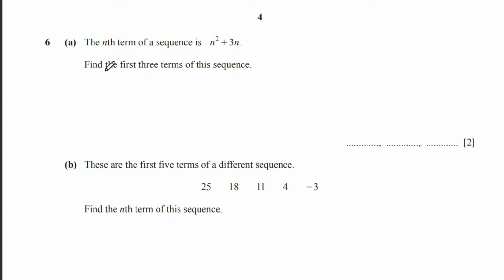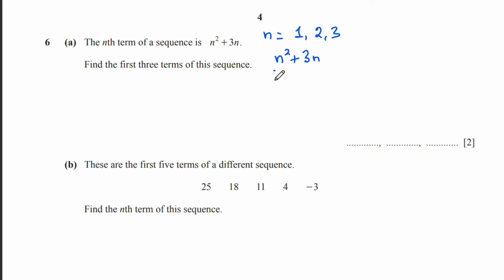The nth term of the sequence is n square plus 3n. Now find the first three terms of the sequence. So see, we can find the first three terms by substituting n as 1, 2 and 3. Like n equals to 1, 2, 3. Now for the first term, we substitute n equals to 1.